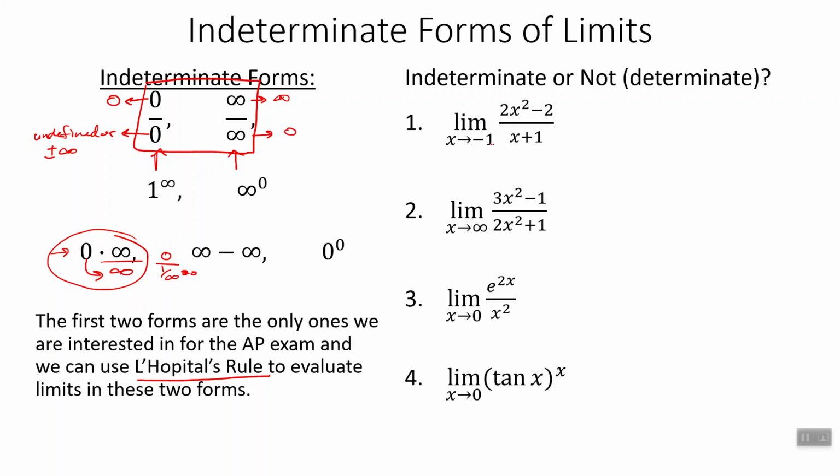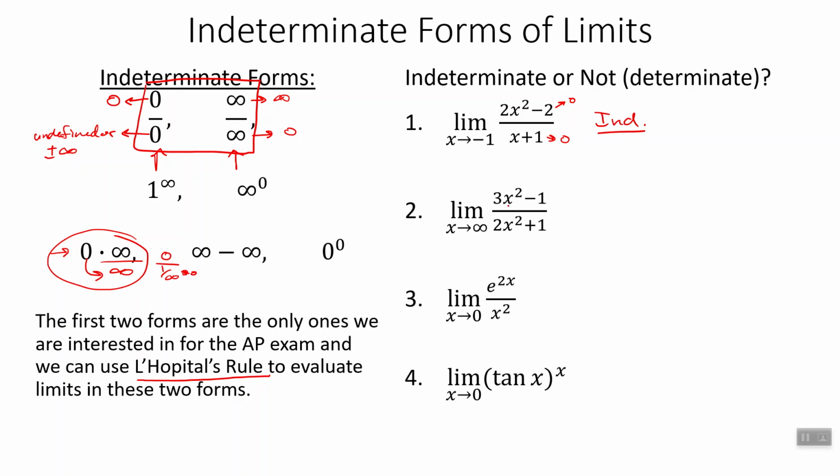Well, what happens if we plug in -1 here? Well, the bottom is going to 0. The top, -1 squared is 1. 2 minus 2 is 0. So that's going to 0. So we've got 0 on top, 0 on bottom. So this is going to be indeterminate.